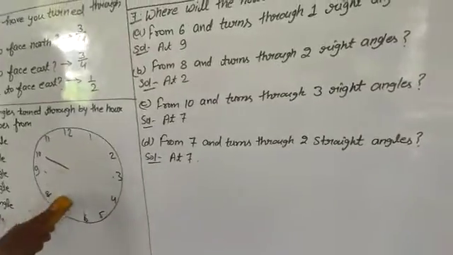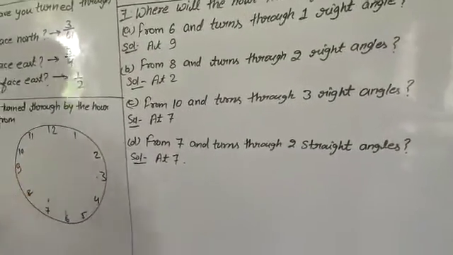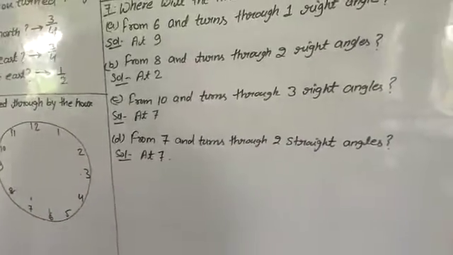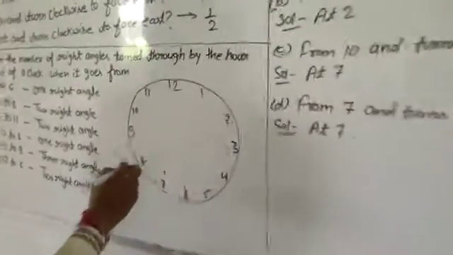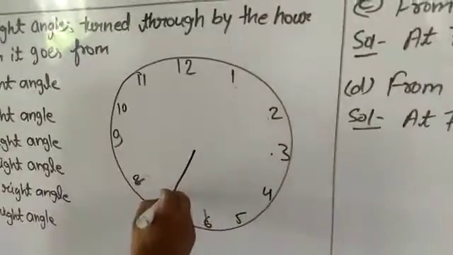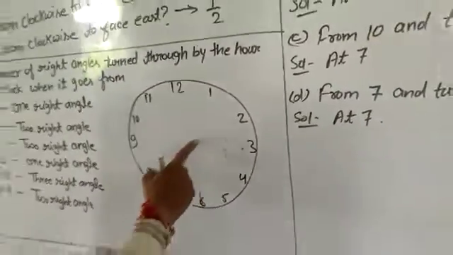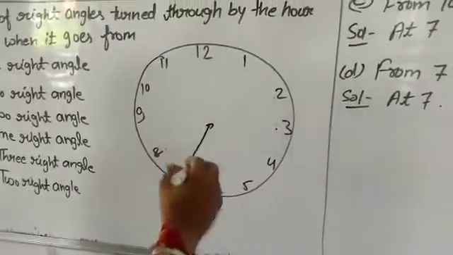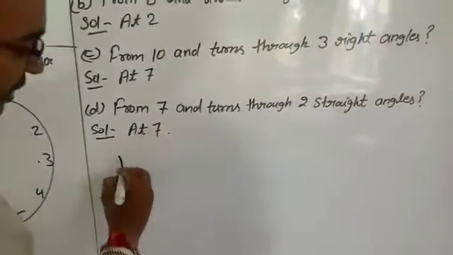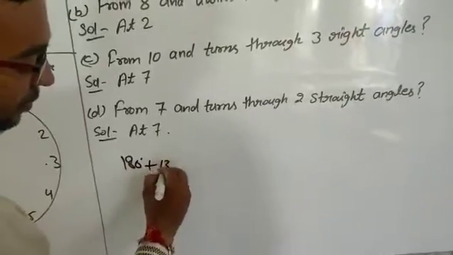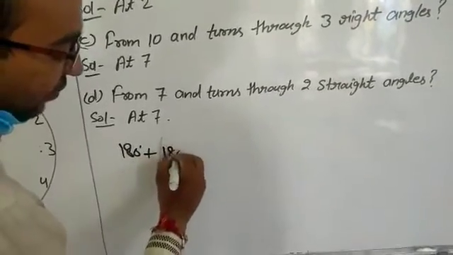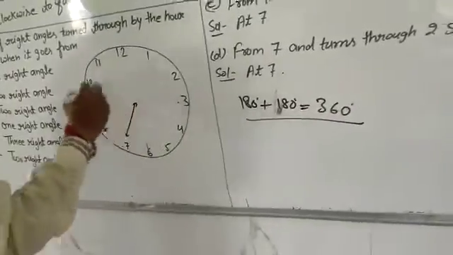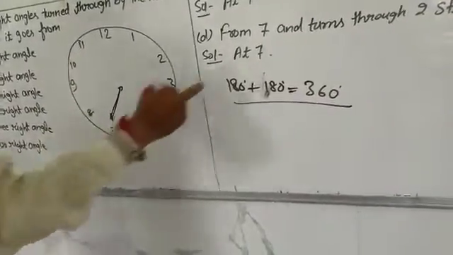The D part, from 7 and turn through two straight angles. One straight angle is 180, so two straight angles is 180 plus 180, which is 360, a complete round, so we are back at 7.